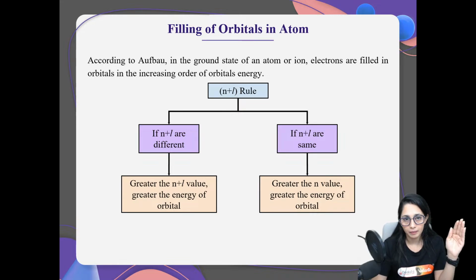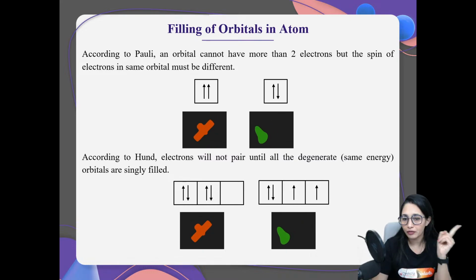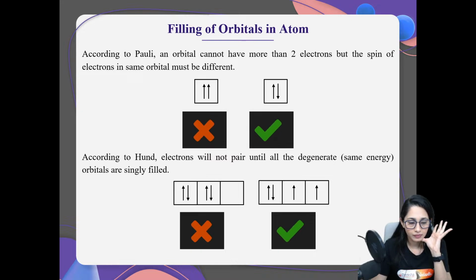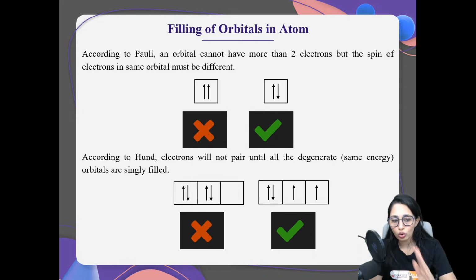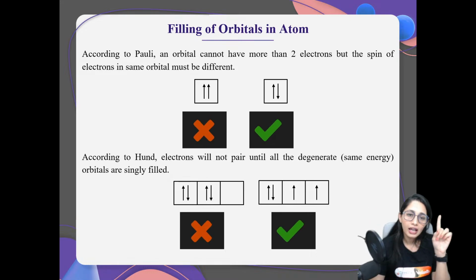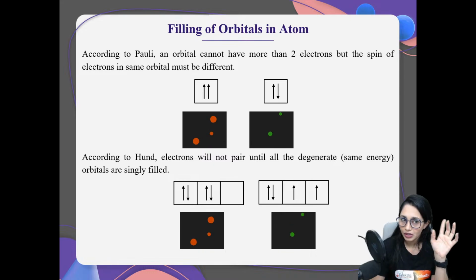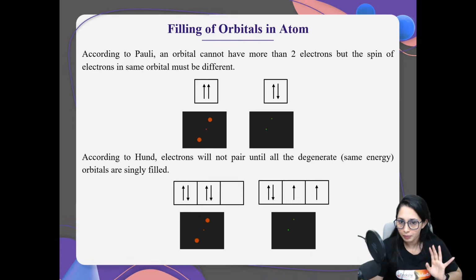Distinguish means differentiation, difference. According to Pauli's principle, an orbital cannot have more than 2 electrons, and the spins of electrons in the same orbital must be different. According to Hund's rule of maximum multiplicity, electrons will not pair up until all the degenerate orbitals are singly filled. From lower energy orbital to higher energy orbital, the electrons fill up. Everything is filled singly first, and only then do they pair up.